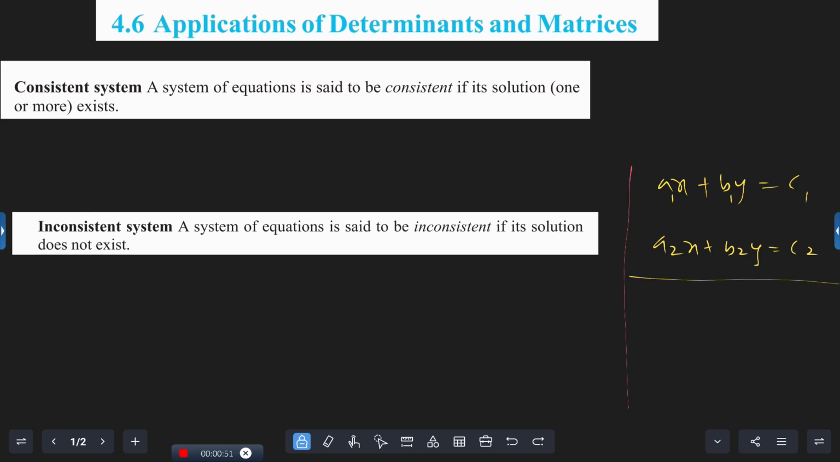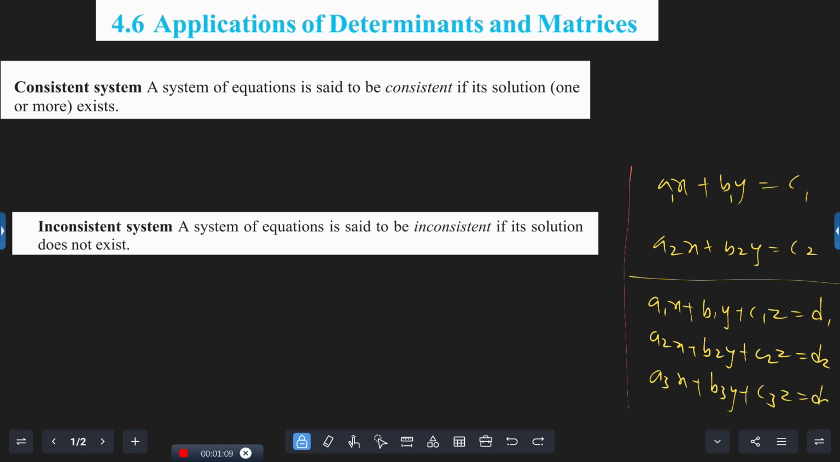Suppose there are three variables. What is that? a1x plus b1y plus c1z is equal to d1, some constant. In the same manner, a2x plus b2y plus c2z is equal to d2, and a3x plus b3y plus c3z is equal to d3. This is a system with three variables, so this one also I can solve with the help of matrices. How we are going to do that, we will see in this exercise. Shall we go now? That is the application of determinants, just solving linear equations with the help of matrices.